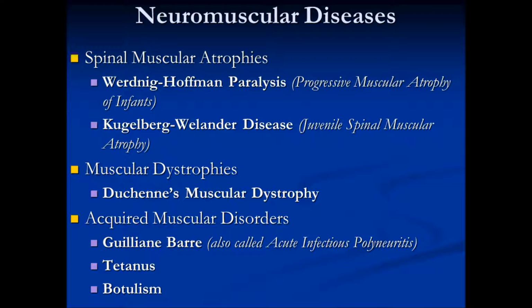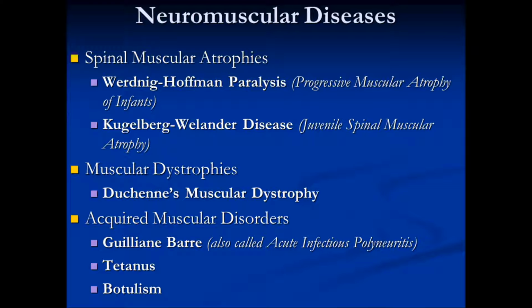And if the disease does progress in this manner, it could be terminal. And in its terminal stages, the muscles of ventilation, including the diaphragm, are affected. The last set of neuromuscular disorders we're going to talk about are acquired muscular disorders.